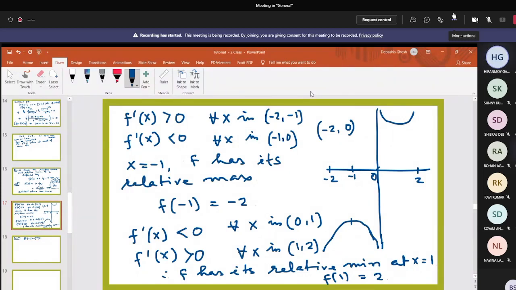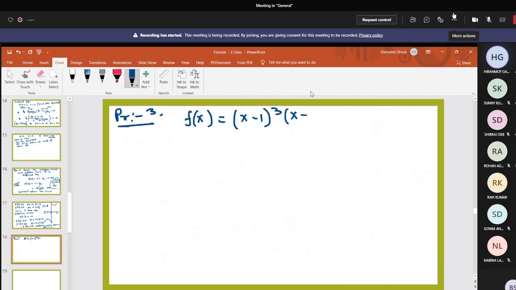Sir, can we consider it from -3 to 0? -3 to 0 you can consider, but there will be no change. Only the change will occur at the point -1. (x minus 1) whole cube, x minus 3.